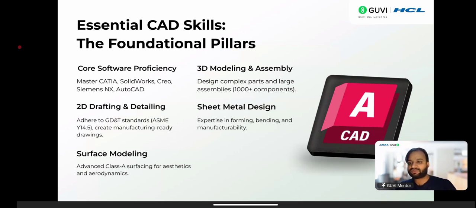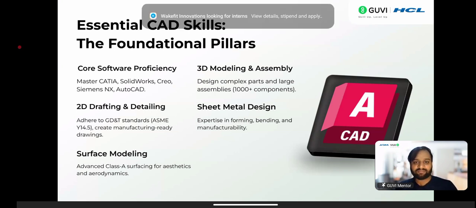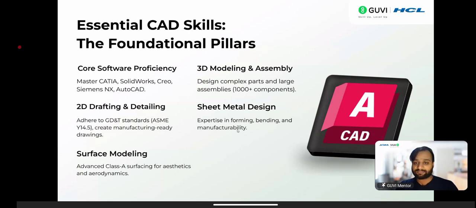What type of software is mostly used in the industry? It depends on the organization, what they are manufacturing. So these are the key foundation pillars. You can be a surface modeler, you can go into sheet metal design, 2D drafting and detailing also. CATIA for surface, that's correct. And 3D modeling and assembly. So you can work on these features, these sectors, and you can start your career.